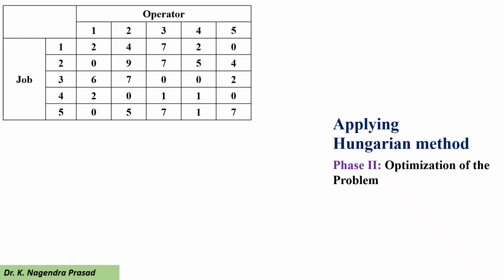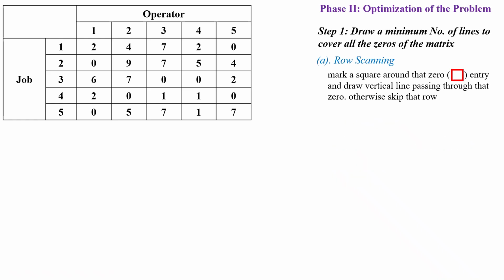This is the tabular column after phase 1 in the Hungarian method. Now we apply phase 2, that is the optimization of the problem. In phase 2, step 1 is to draw a minimum number of lines to cover all the zeros of the matrix. In this regard, first we have to go for the row scanning. In the row scanning, mark a square around that 0 entry and draw a vertical line through that 0. If the row has more than one 0, we have to skip the respective row.